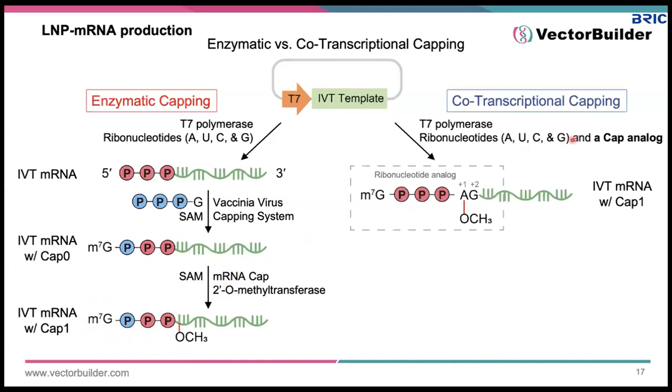So the second approach of capping is called co-transcriptional capping. In this in vitro transcription reaction, the template is mixed with T7 polymerase, ribonucleotides, as well as a cap analog. And here, the dashed circle highlights the structure of this cap analog, which contains two nucleotides. The first base of the nucleotide is methylated, and also the first base of the nucleotide is linked to a methylated guanine in a head-to-head fashion.